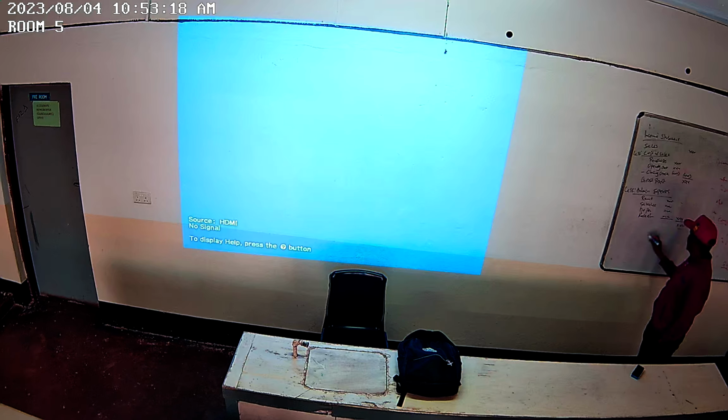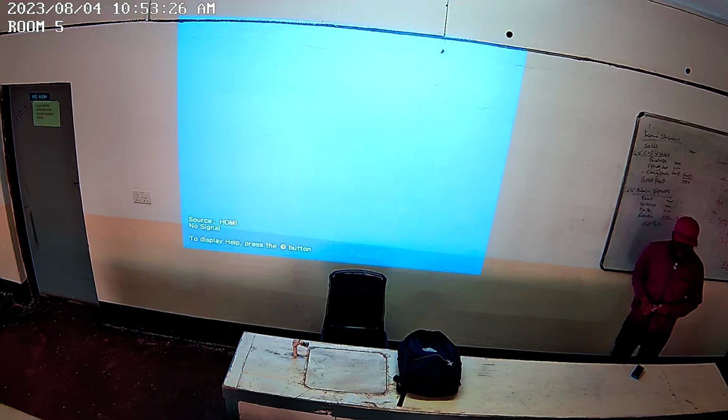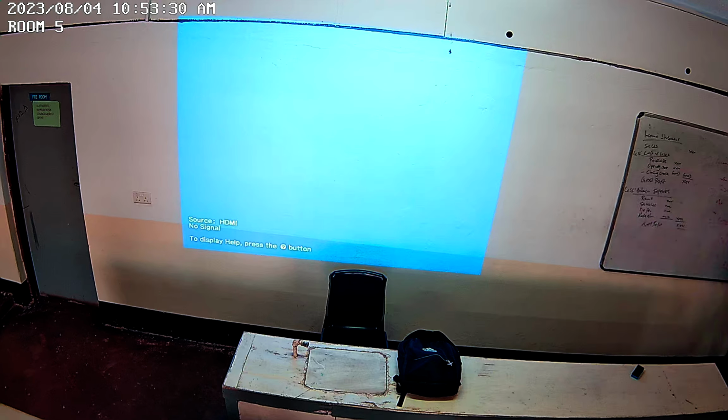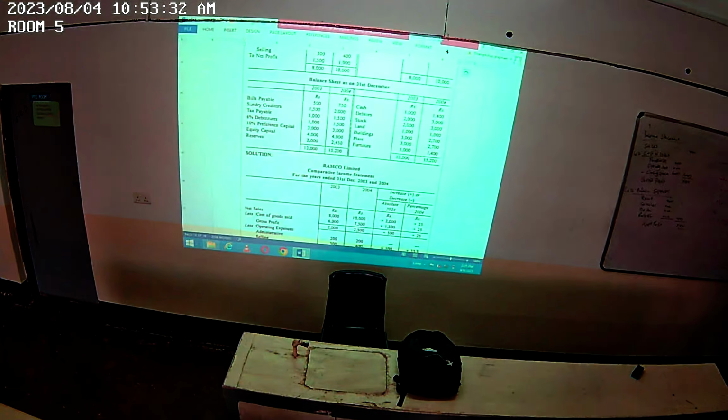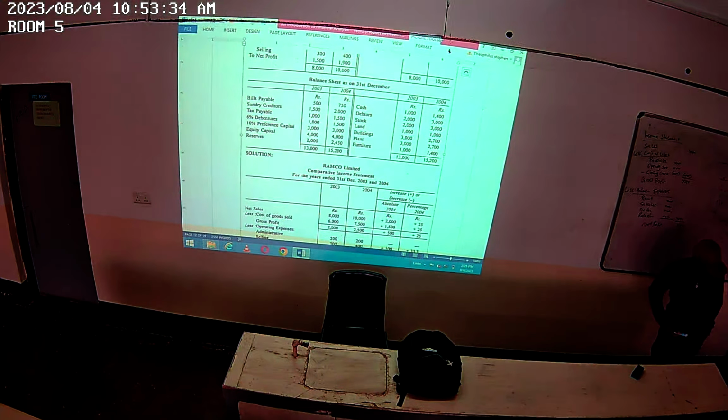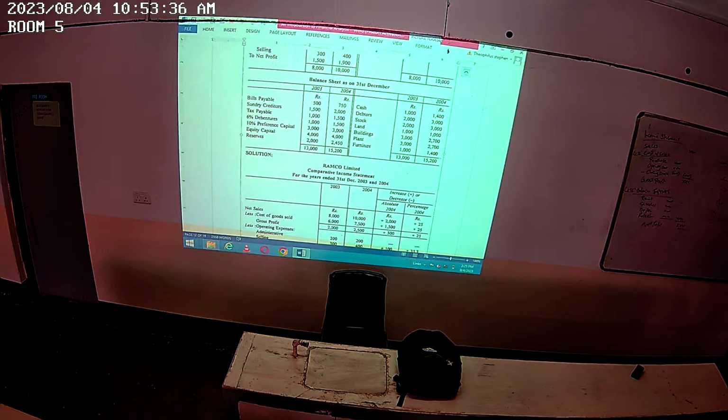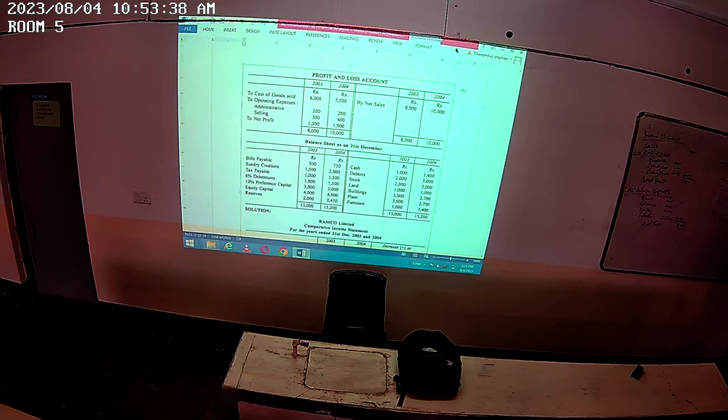So, what we are looking at here is that we should be able to come up with something like this based on the information that we have been given. So, we have been given these two statements here.